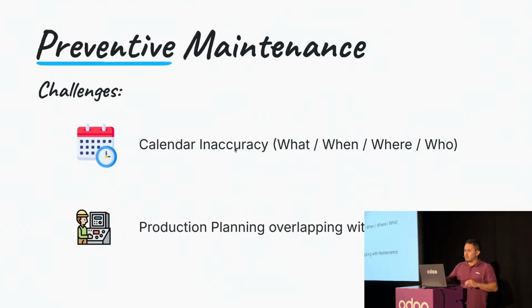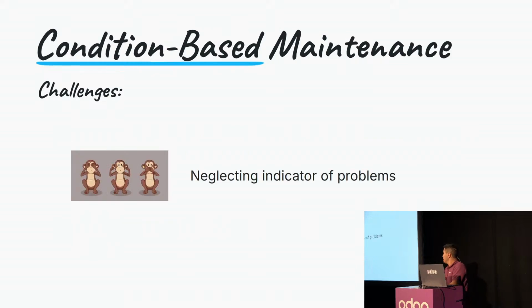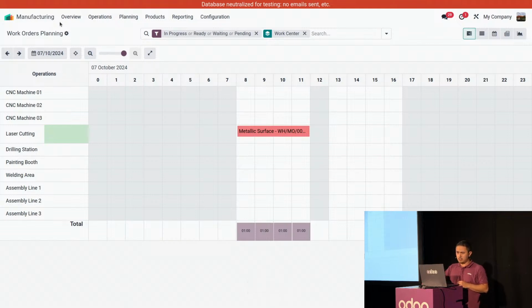And this, for preventive maintenance, the calendar, the different recurrencies for the same equipment, plus the possibility to block the work center, definitely shows that we can get rid of these two challenges. But now, let's move on and talk about condition-based maintenance. And here the main challenge in the industry is to avoid our workers neglecting indicators of problems. Let's see here in the database which indicators I'm talking about.